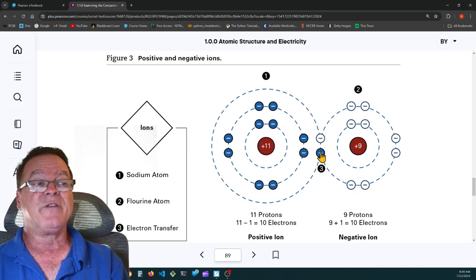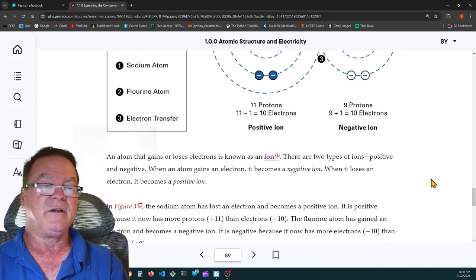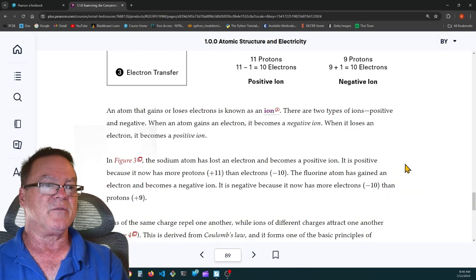The 2 of them are attracted to each other because the fluorine is negatively charged and the sodium is positively charged. This is how you can make table salt with sodium and chloride, chlorine. You can make sodium chloride.